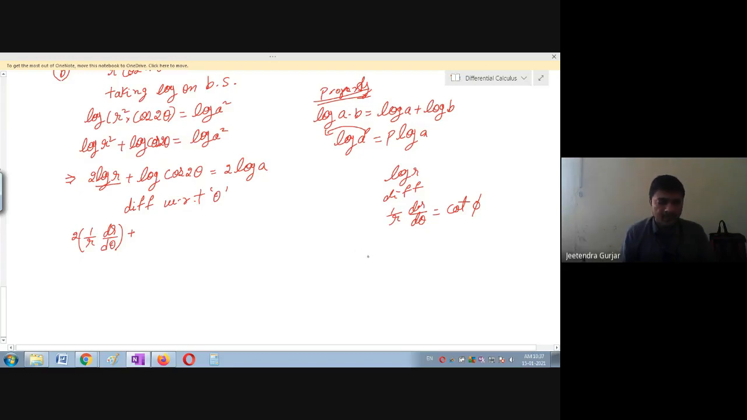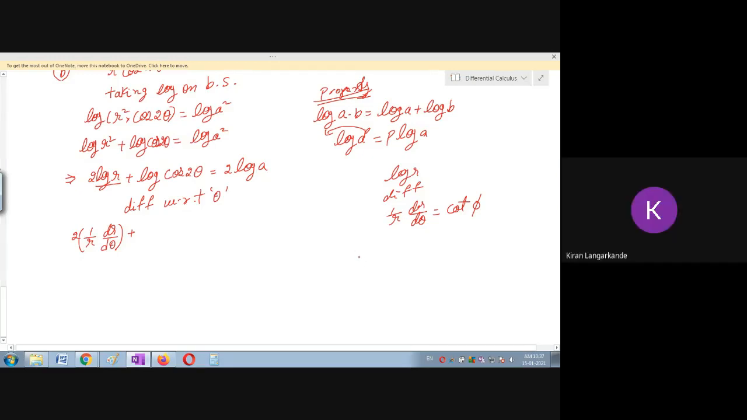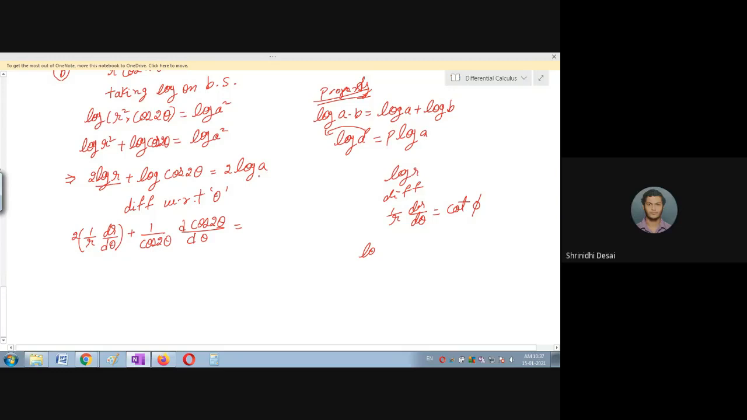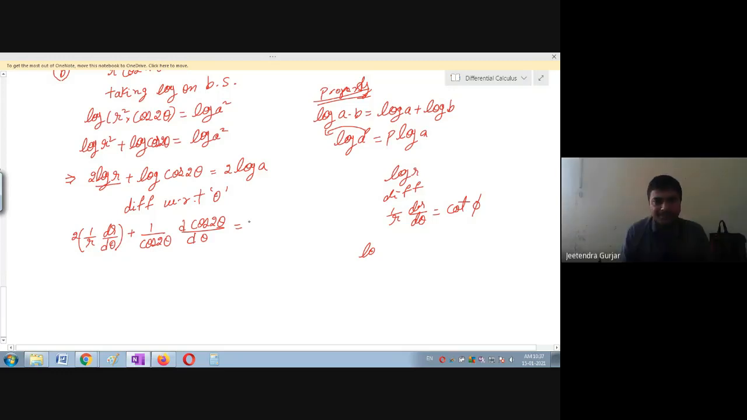So can anybody tell me how we will simplify this? Directly shall I write here? So 1 upon cos 2 theta, derivative of cos 2 theta divided by d theta is equal to. Can anybody tell me what is differentiation of 2 log a? 0. Yes, very good. Good answer. Quick answer, I can say. Very well. Okay. Now we'll simplify this one by one.